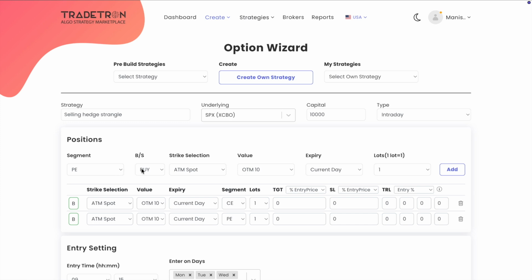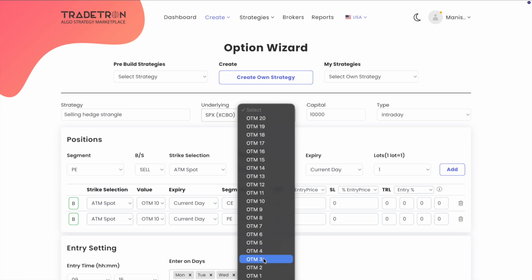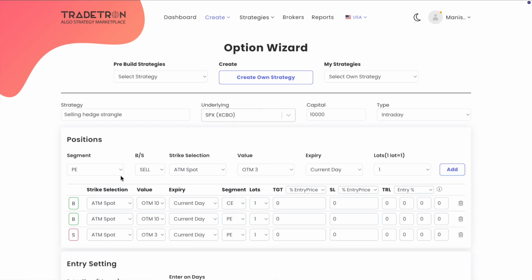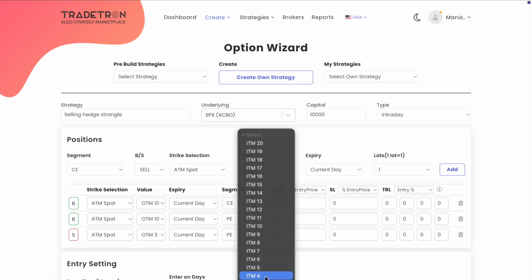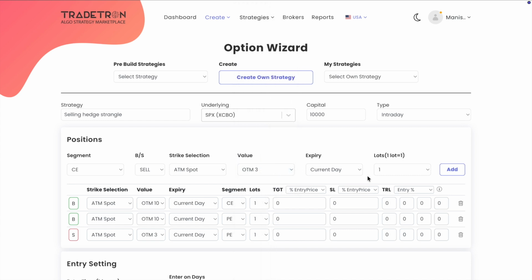Now let's add the sell legs, which form the actual strangle. Change action from buy to sell, and set strike value to OTM 3. Add the put sell leg first. Then repeat the same for the call side. Change put to call, keep strike as OTM 3, and add it. Now the structure is ready.